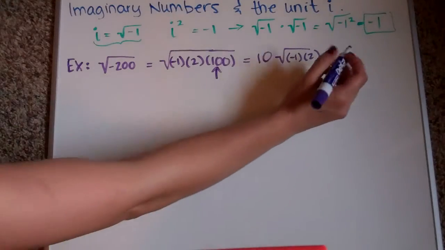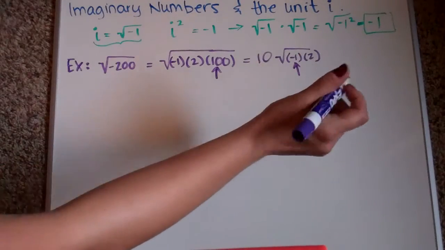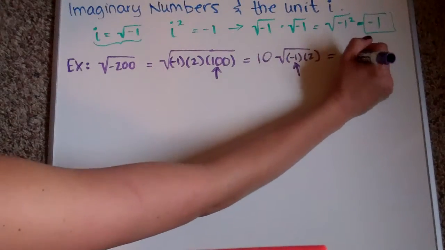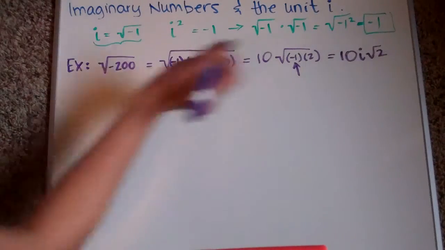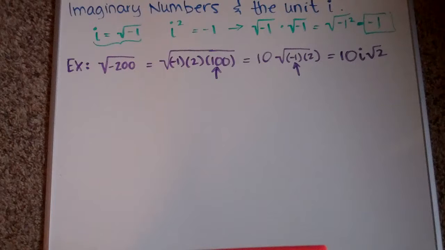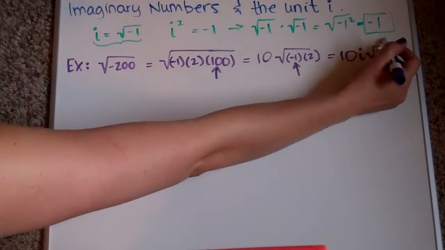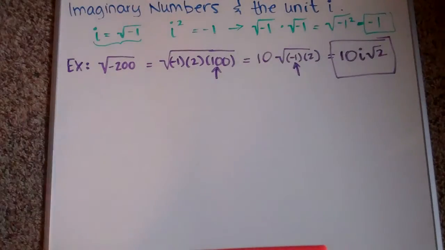So now that we've learned how to deal with this, we can factor that out as well. So that leaves us with 10i times the square root of 2. And that's about as much as we can do because that square root of 2, it's not a perfect square. We're not going to be able to do anything with that. So final answer. Awesome.